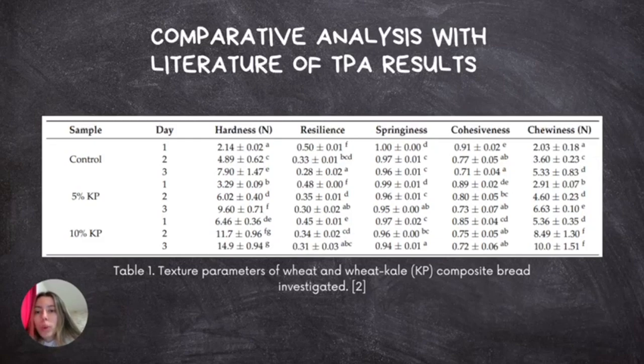Here we have a comparative analysis with some paper of the TPA results. As you can see, here are three different samples, but we are going to concentrate on the first sample that is the control. Also, there are the hardness values of the 3 days that they have in the analysis.